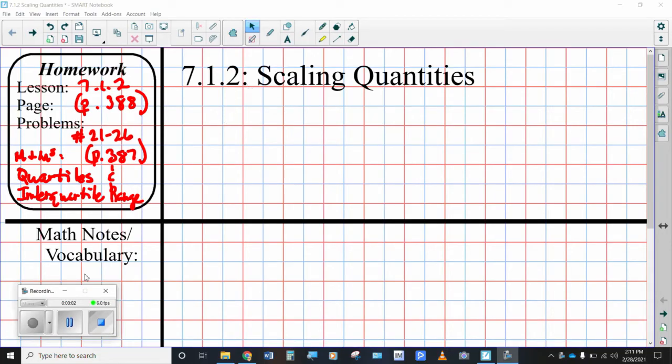Alrighty, let's get to lesson 7.1.2. This lesson is called Scaling Quantities. It's not so much about scale, but more about multipliers. It's more about when we're finding percent-of problems or fraction-of problems, how we can use different multipliers to get to our answer. So let's just jump right into it.